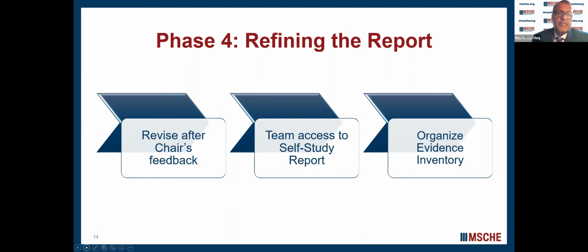After that's done, the team accesses the self-study report as they get closer to the visit. And the institution is responsible for organizing the evidence inventory to provide evidence for assertions and content that's present in the self-study document. And that process is quite involved, so we'll talk a little bit about that.